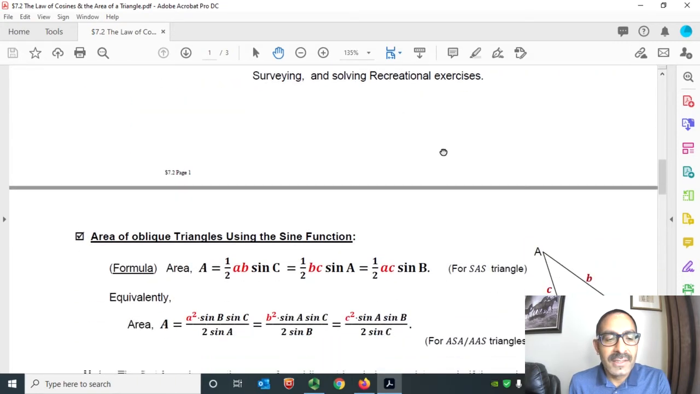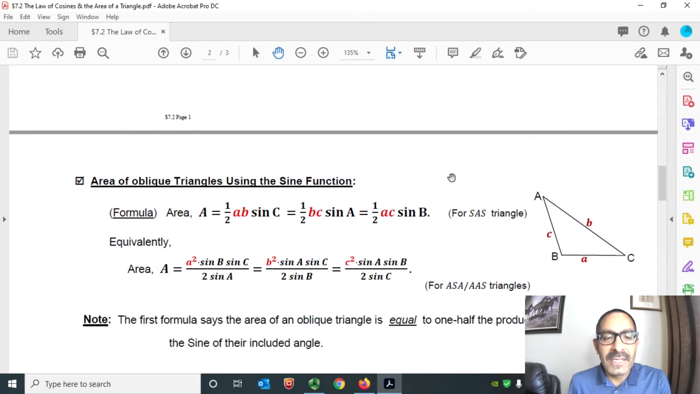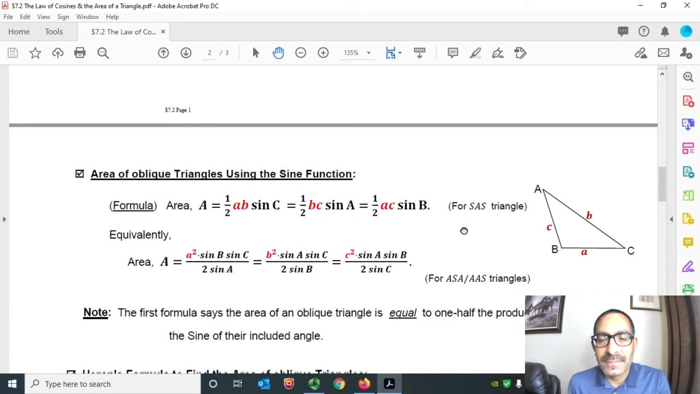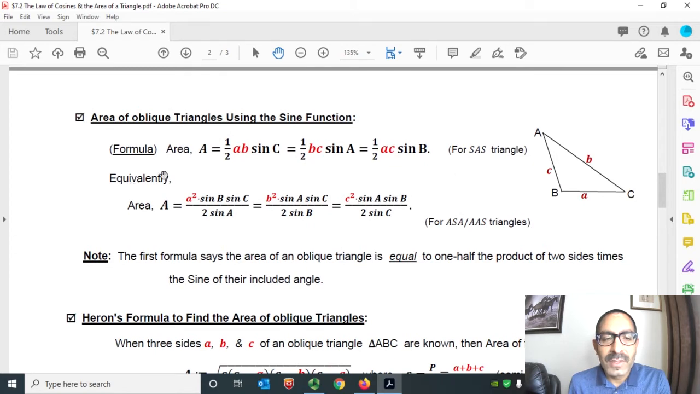So next, let's talk about finding the area of oblique triangles using the sine function. Formula: it turns out that area equals 1/2 AB times sine C, or area equals 1/2 BC times sine A, or area equals 1/2 times AC times sine B. Again, our triangle is an oblique triangle.